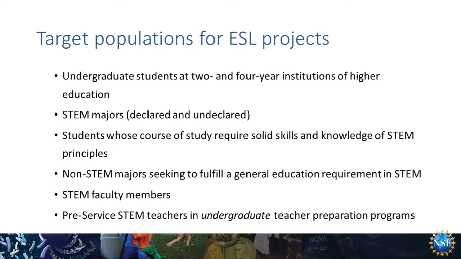The target population for projects that are supported by this particular track are undergraduate students at 2-year and 4-year institutions of higher education. These students can be STEM majors, either declared majors, which typically would be more senior students, or undeclared majors, those just beginning their educational trajectory through these 2-year and 4-year institutions. Targeted students can also be those whose course of study requires solid knowledge and skills in STEM principles. This can certainly be major students, or it can also be non-major students.